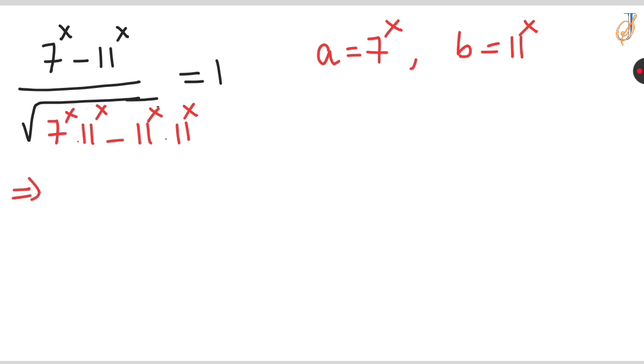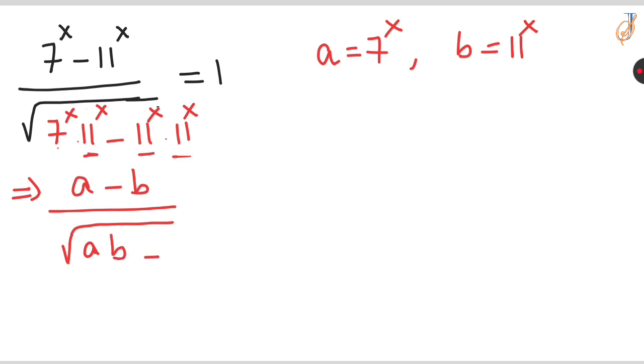After considering a and b, our numerator, with 7 raised to the power of x as a and 11 raised to the power of x as b, becomes a minus b. Over the square root of, we have 7 raised to the power of x, which is a, times 11 raised to the power of x, which is b, minus b times b. So b times b gives b power 2, that is equal to 1.